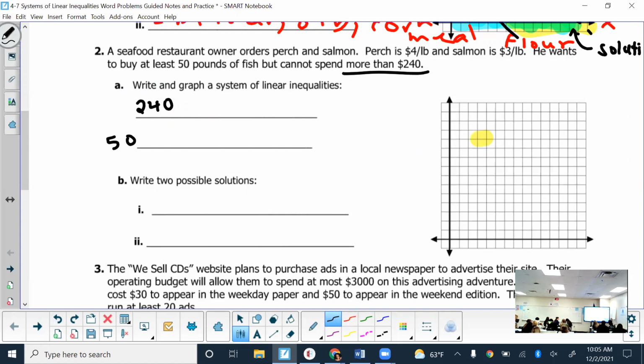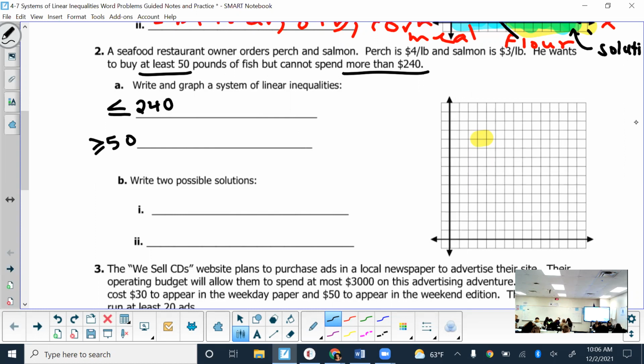No, so then flip the sign, less than. Can it be less than 240? Can it be exactly 240? So then put that little line under it. For the 50 pounds, we need to buy at least 50. So can whatever we buy be greater than 50? Can it be less? Well, can it? I heard no. So if I need to buy at least 50, can I buy more than that? So it should be greater than. And can I buy exactly 50? Yes.